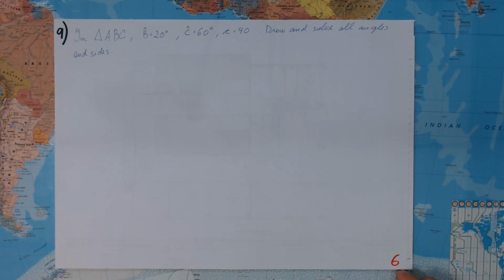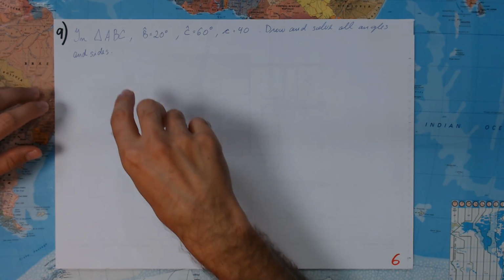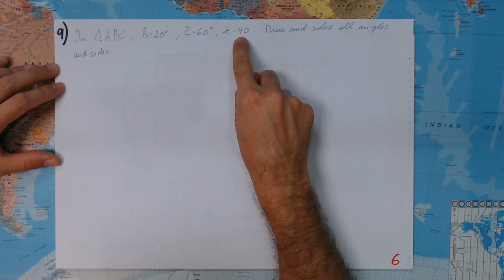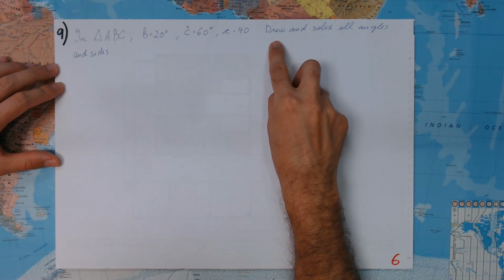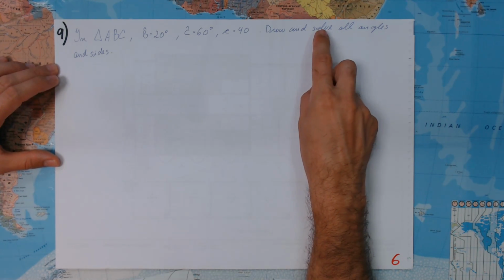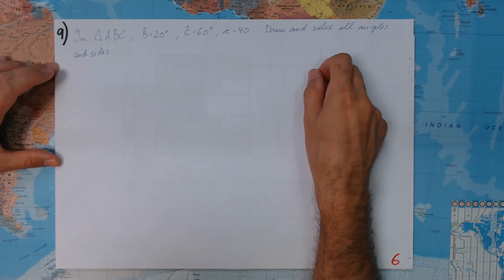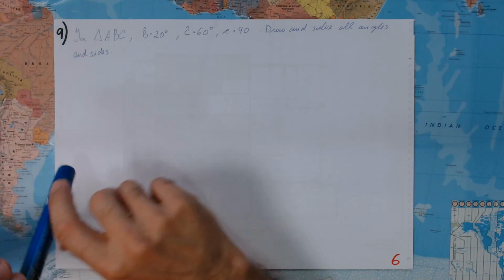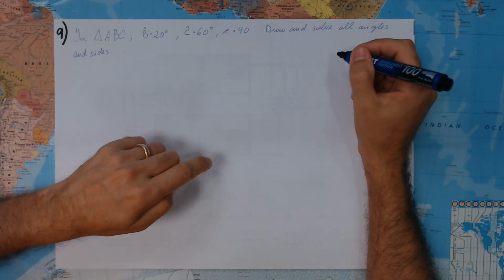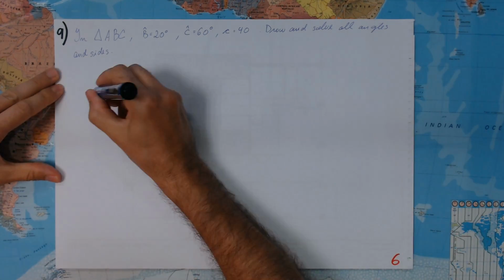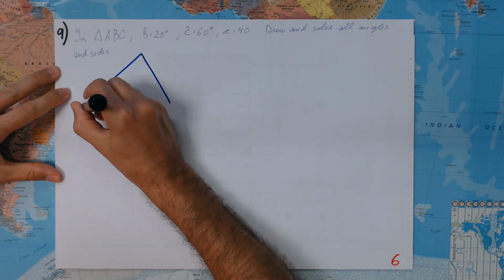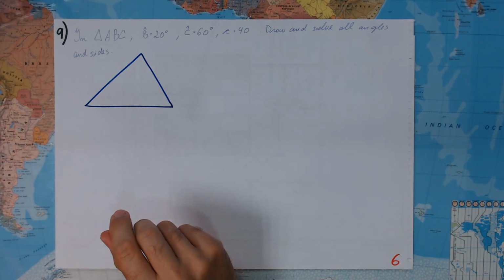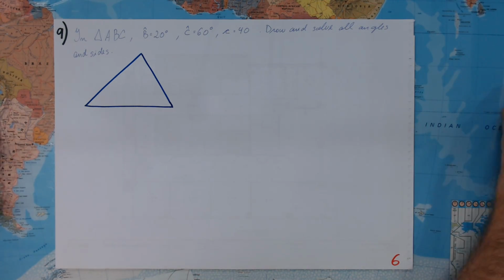Okay, now consider the following exercise. In a triangle ABC, we know angle B, angle C, side c, and I want to know the triangle, all angles and all sides. Well, before we even start, let's draw the triangle. So let's imagine we are talking about this triangle in here. Any ordinary triangle. Now, what do we know about it?